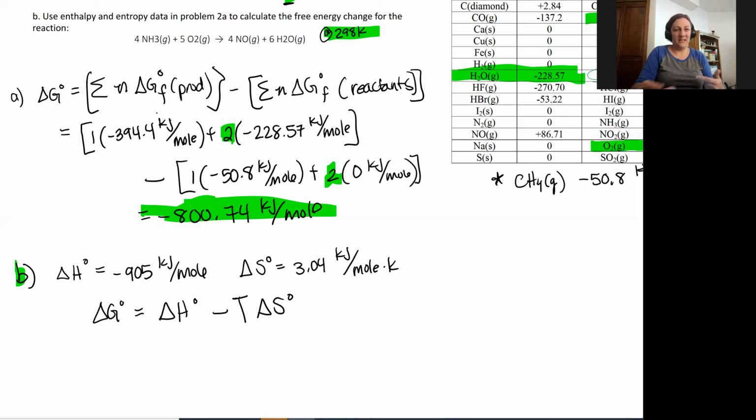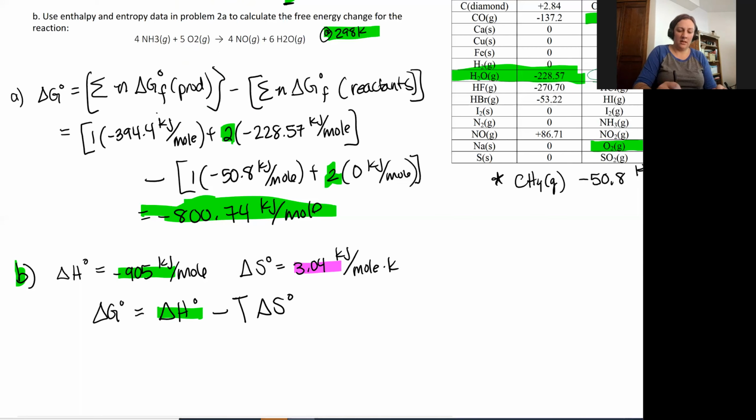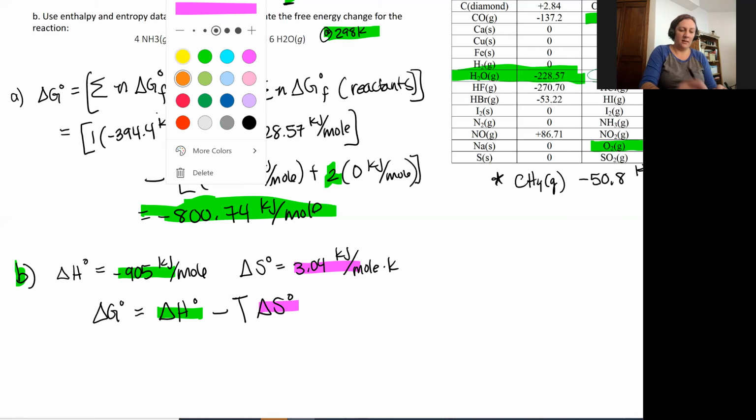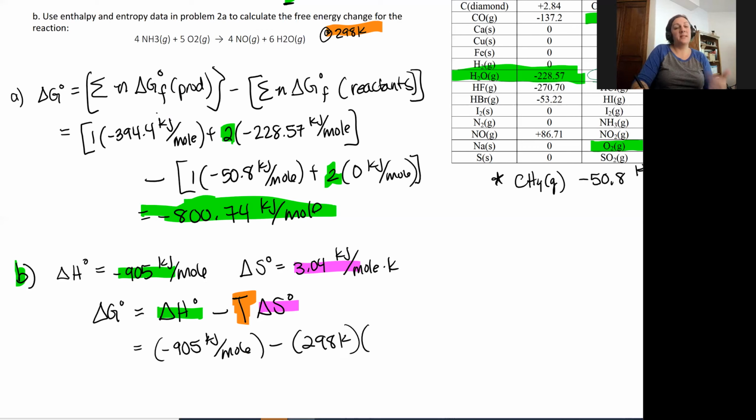So I can just basically plug in these values here. We're going to have our enthalpy value go right here. Entropy can go right here. And our temperature value will come in right here. So plugging this in, we'll have negative 905 kilojoules per mole minus our temperature of 298 Kelvin times that entropy, which is positive, of 3.04 kilojoules per mole Kelvin.